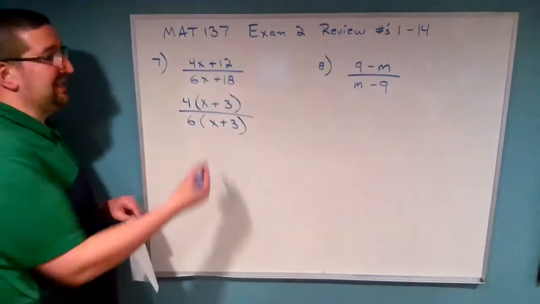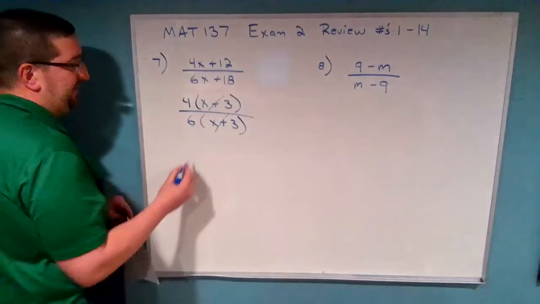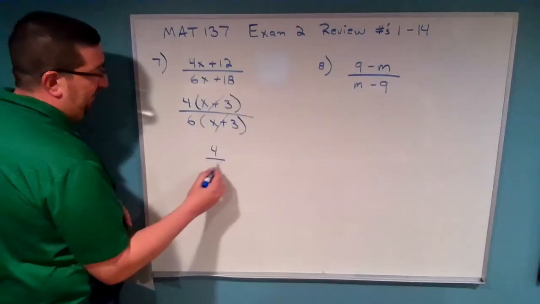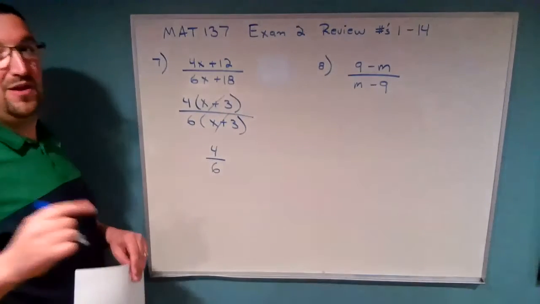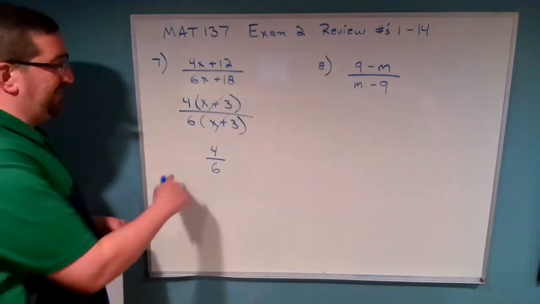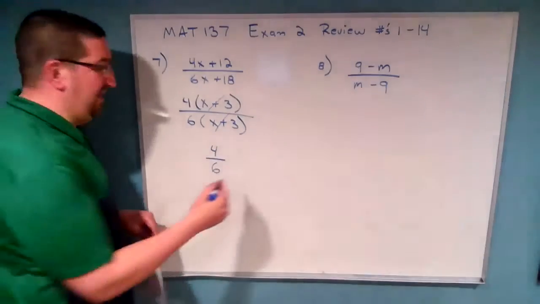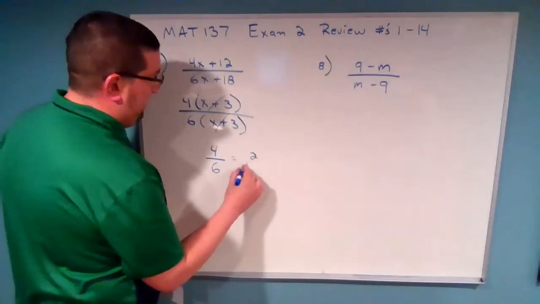Now what goes into 6x and 18 would be 6, leaving us with x plus 3. Now, the obvious thing here is that the x plus 3's cancel, and we would be left with 4 over 6. But we can't forget to simplify and reduce that fraction to 2/3.